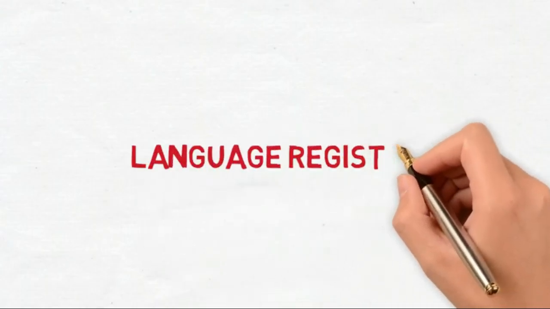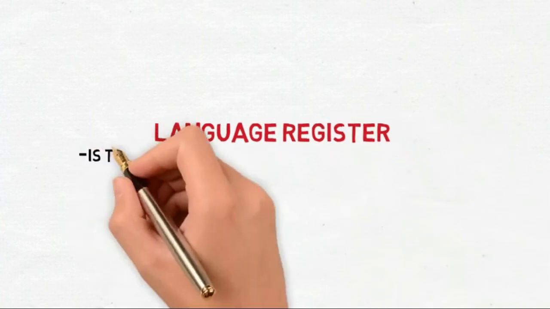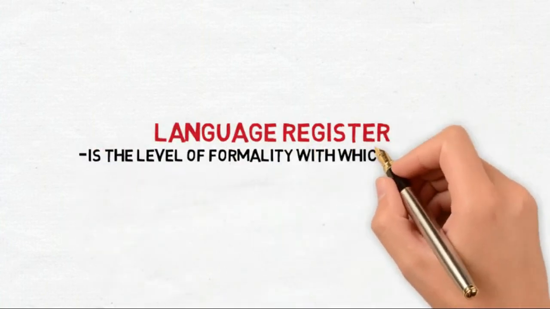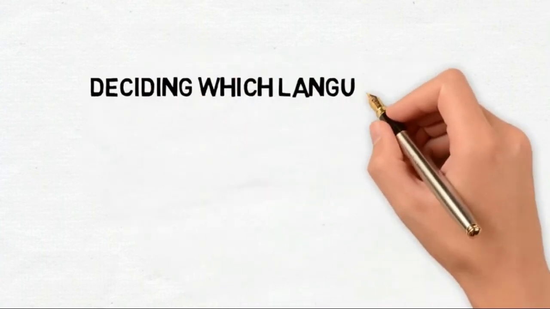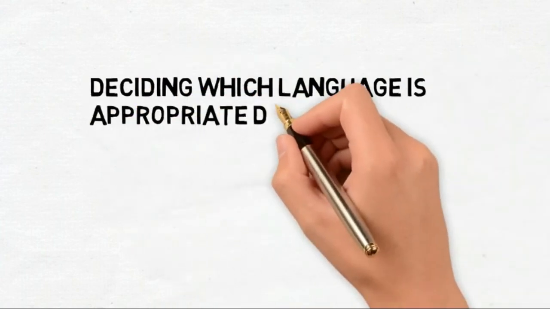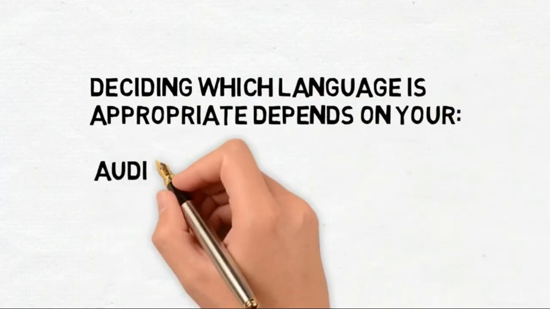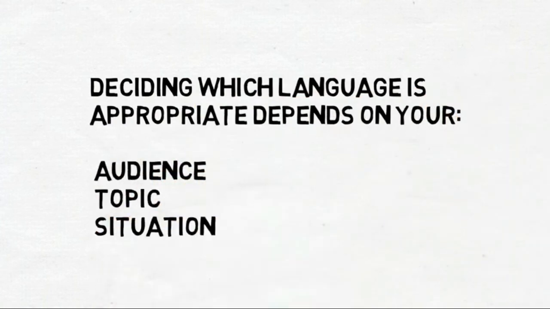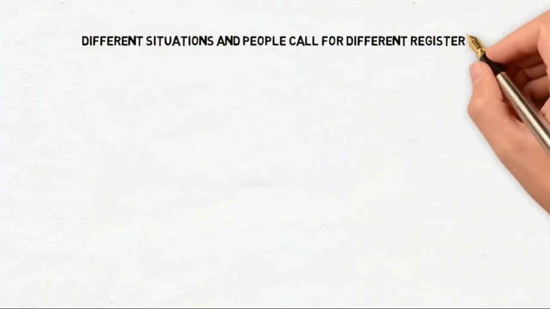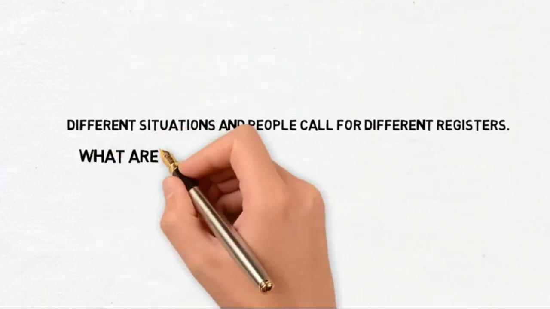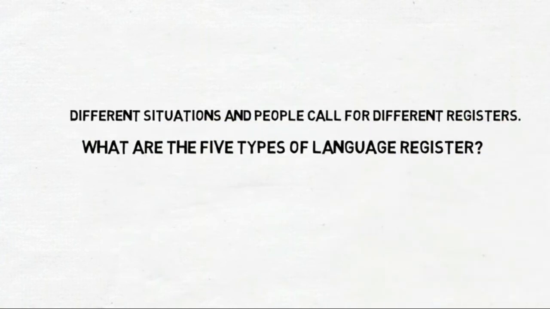What is a language register? Language register is the level of formality with which you speak. There are 5 language registers or styles. Deciding which language is appropriate depends on your audience, topic, and situation. It is important to remember that different situations and people call for different registers. So what are the 5 language registers?